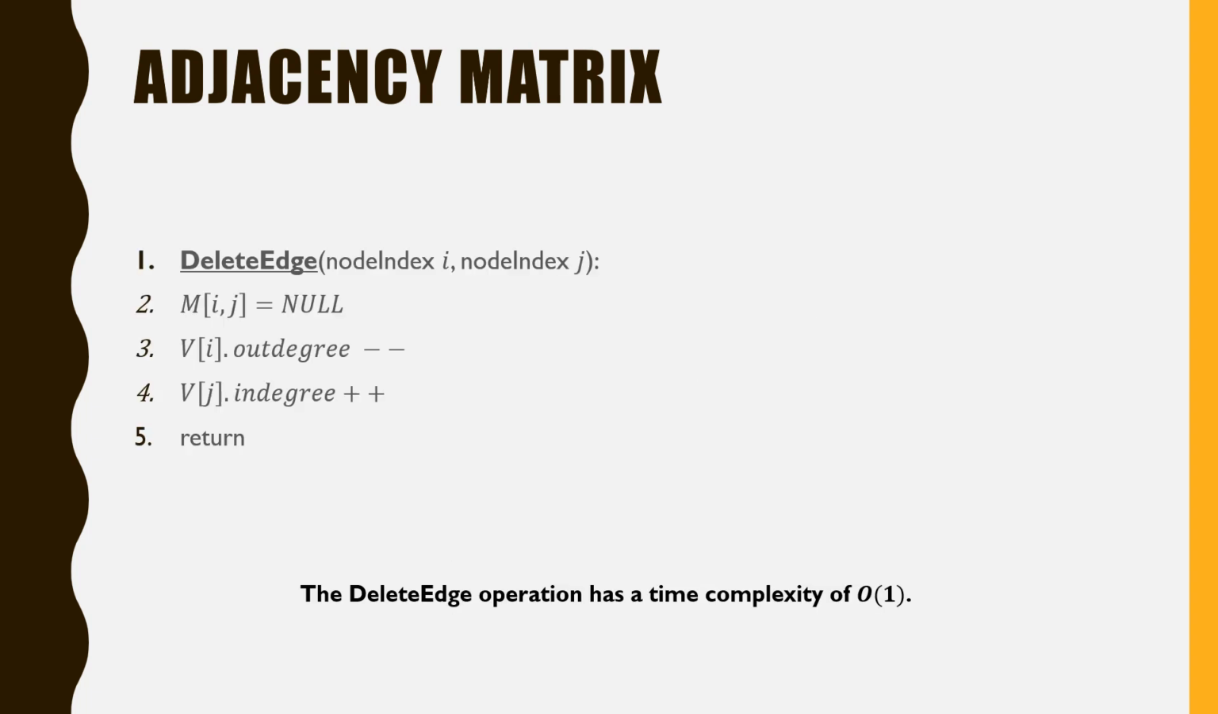Here is the pseudocode for the delete edge operation. This function takes the source node index i and the target node index j as input. In line 2, we modify the adjacency matrix entry Mij to remove the edge. In lines 3 and 4, we update the degrees of nodes i and j.